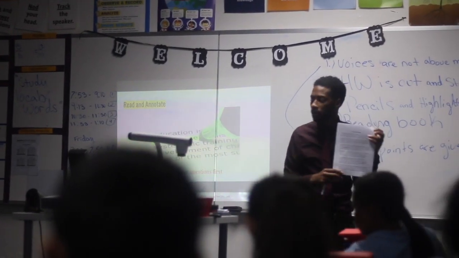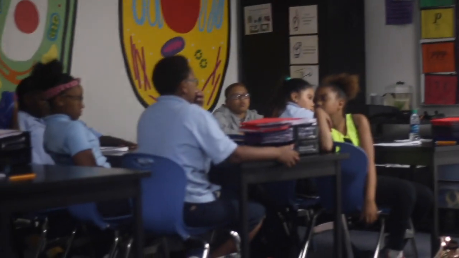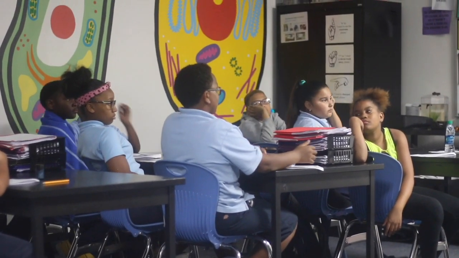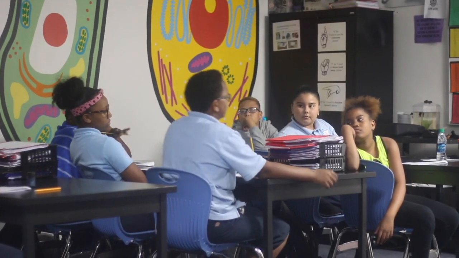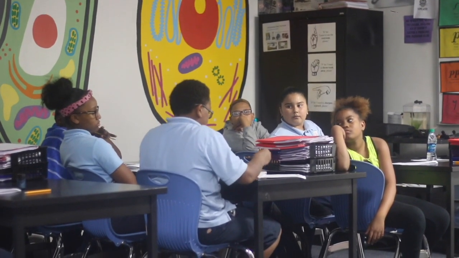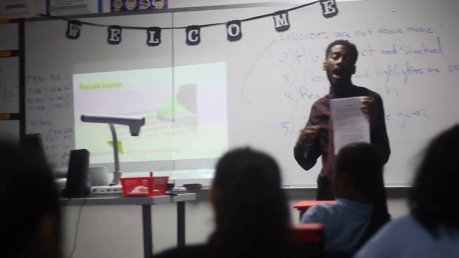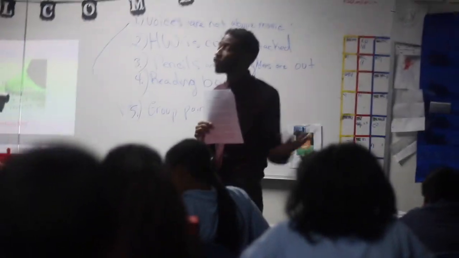What do you say, Isaiah? What do you mean to annotate? And I like how eyes automatically tracked Isaiah as soon as I called upon him. To annotate means to like highlight the important parts of the text. Yeah, so you can highlight important parts of the text, or if you don't have a highlighter, you can what, class? Underline. You can underline.